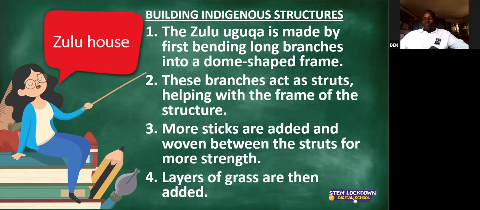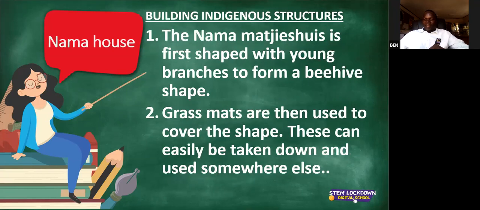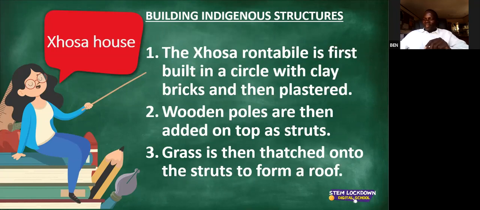Then let's go to the Xhosa house. The Xhosa house is the rontabile. And this rontabile, they first built in a circle with clay. Yes, they just built it in a circle.